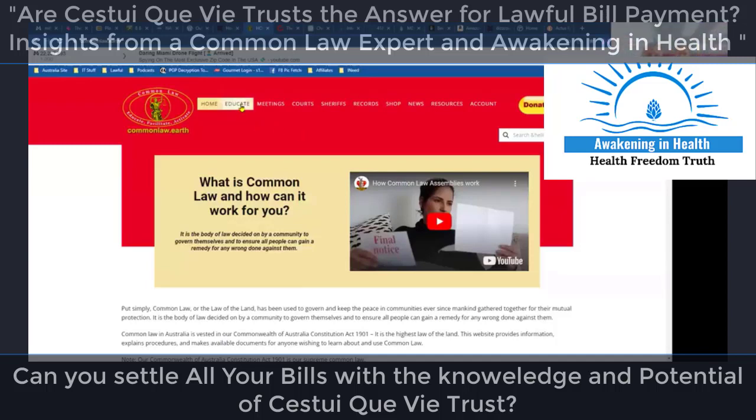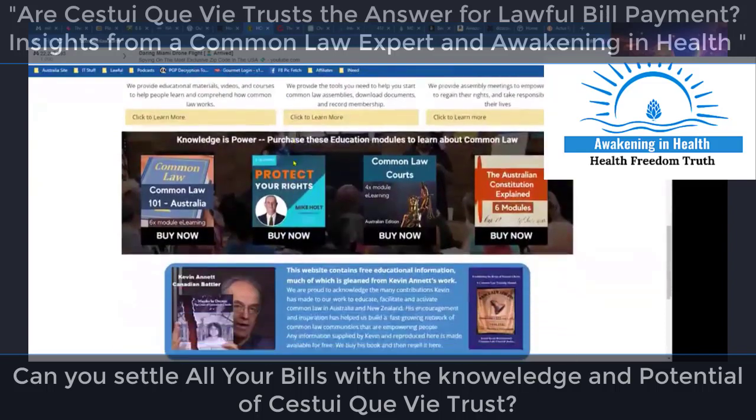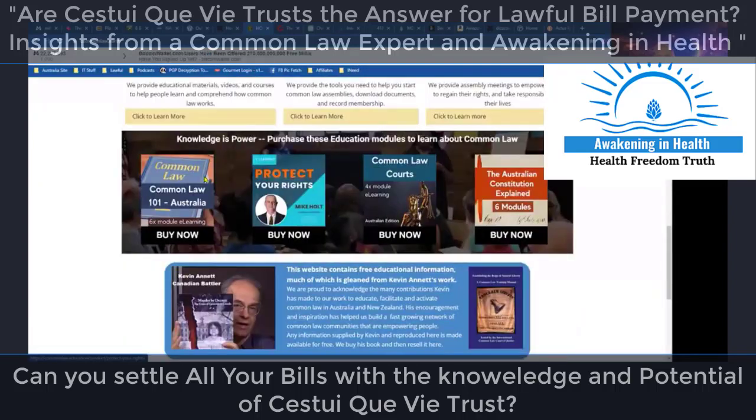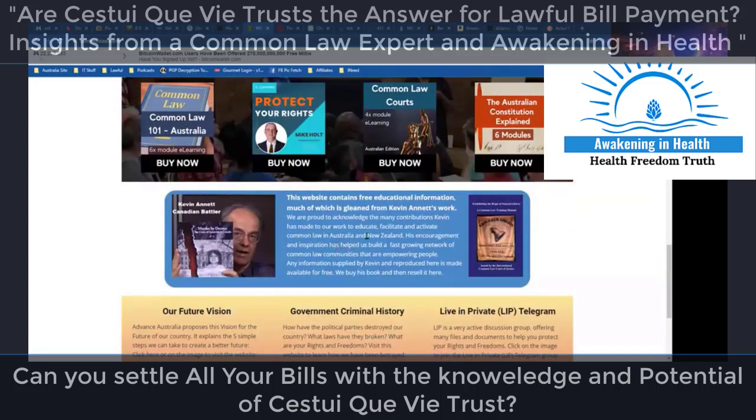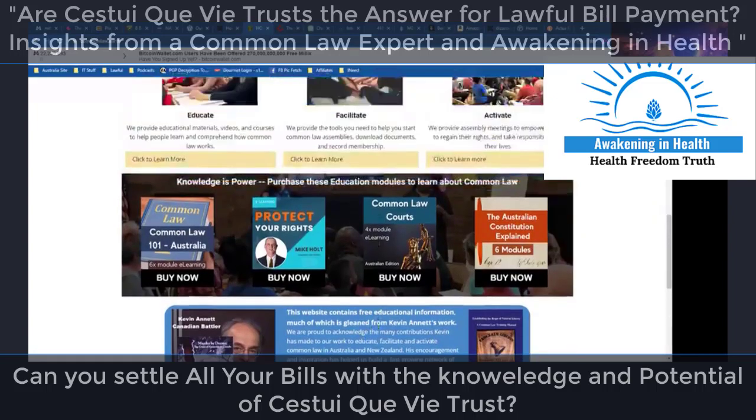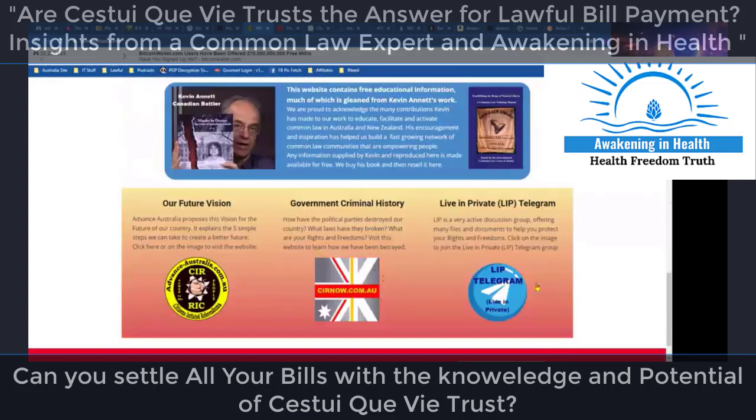Yes. Okay. So the first thing here is to come down and read all of this stuff. As you can see, we offer some education courses. Each one of those is only $25, but they're worth doing because they'll teach you a lot about common law. This is where we pay homage to Kevin Annett. He's the guy that wrote the book that I based all this website on. And these are links down here to the other websites I've been talking about, including LIP.